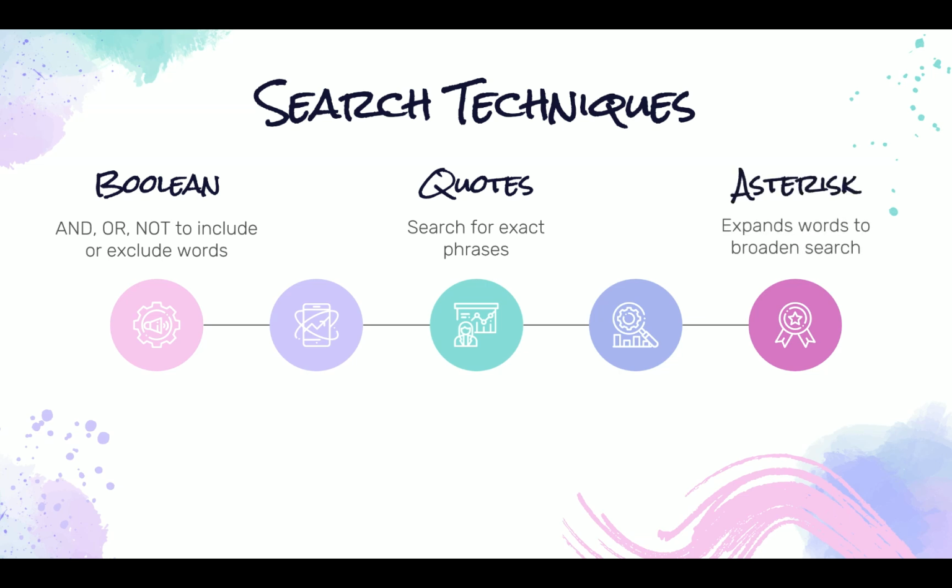And then, of course, the asterisk. This is one of the wildcard search functions, and it really broadens your search. I'm going to show you an example in a minute. But it expands words and it really broadens your search.